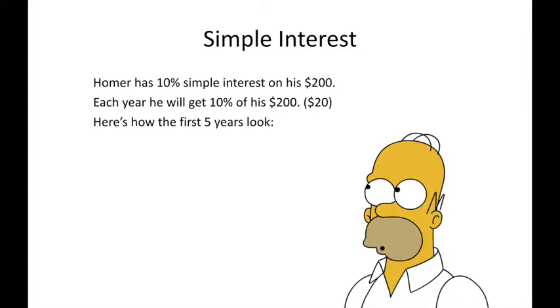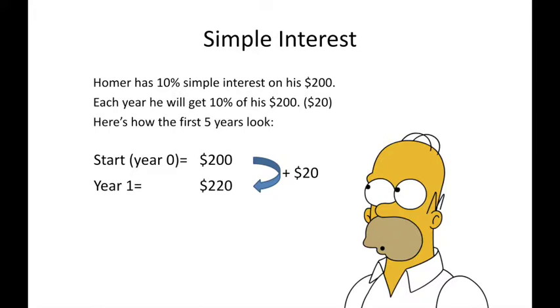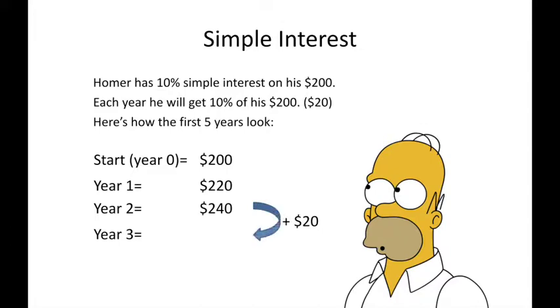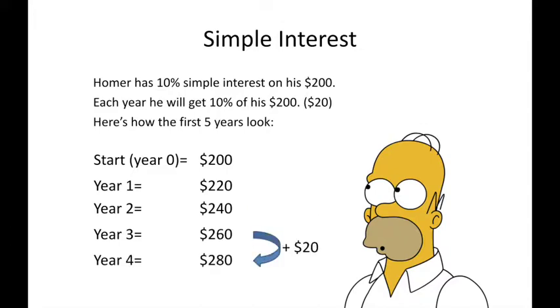Now, let's take an example where Homer puts some money into a bank. So Homer's got 10% simple interest on his $200. That means each year he's going to get 10% of his $200. Now 10% of $200 is $20. So every year he'll get $20 worth of interest. So he starts with $200. After 1 year he's got 200 plus the 20, he's got $220. After another year, he's got $240. Then he's got $260. Then he's got $280. And after 5 years, he ends up with $300. That's if he was actually using simple interest.